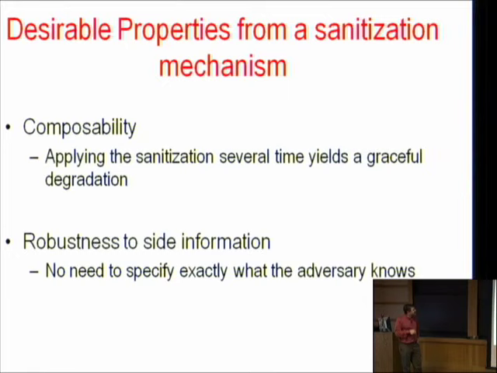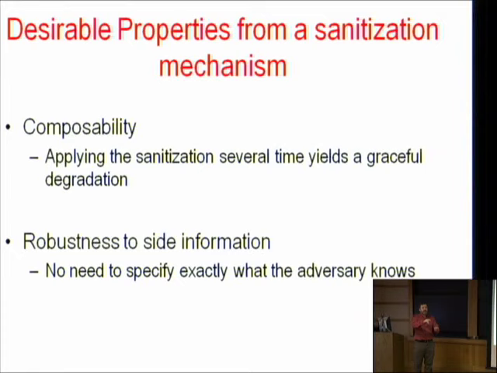So the properties that we want from a sanitization mechanism: one is composability, so that if we apply the sanitization mechanism several times on related databases, we're not destroying everything. And this is where a lot of previous suggestions failed. For instance, I don't know if any of you have heard of k-anonymity. K-anonymity says that after the publication of the sanitized information, you cannot tell the individual to within k people.